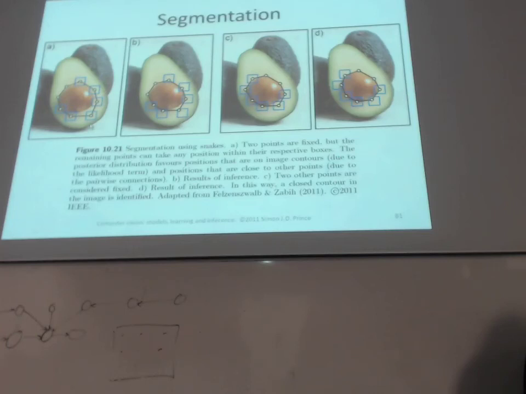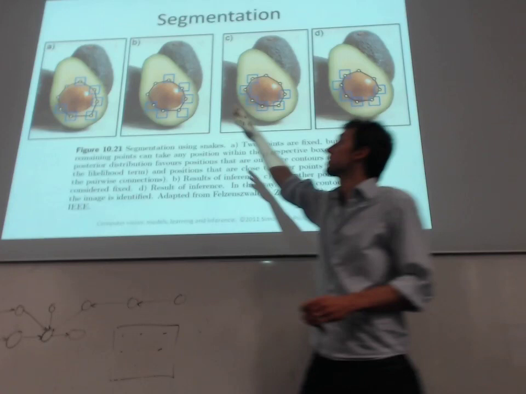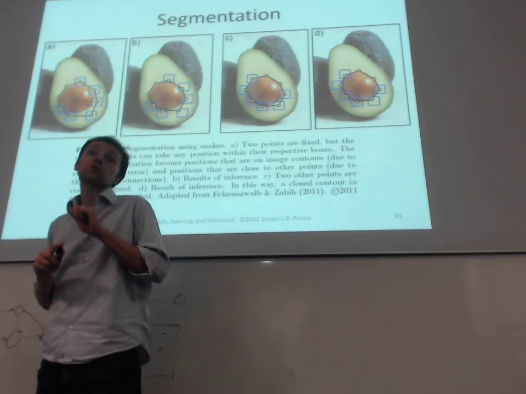Now, for the unary cost, we're saying we would like to position this dot at a place that has a high gradient. We don't like putting the segmentation boundary somewhere in the middle of the avocado's flesh there, where it's nice and smooth. We like high gradient. So penalize low gradient or reward high gradient.